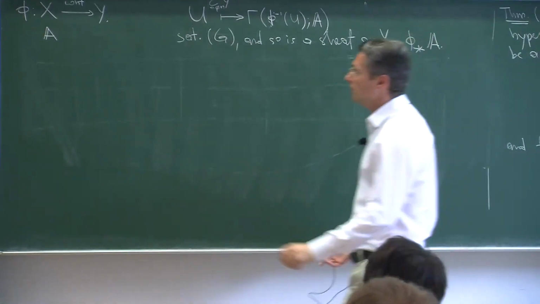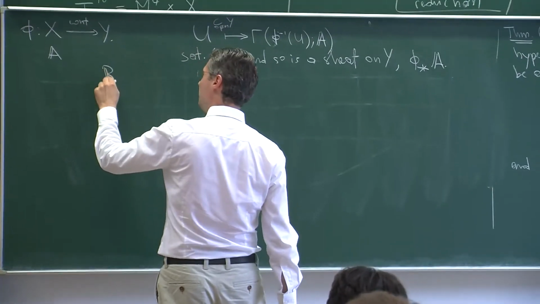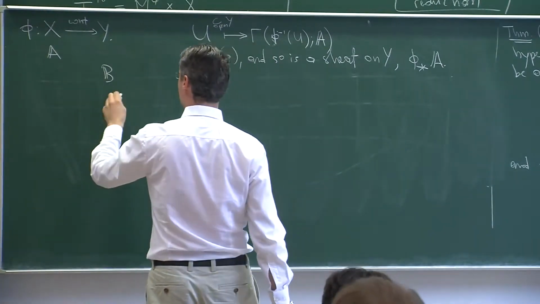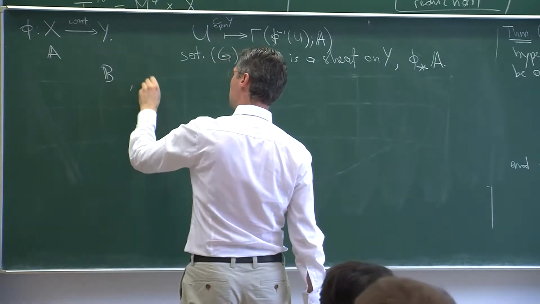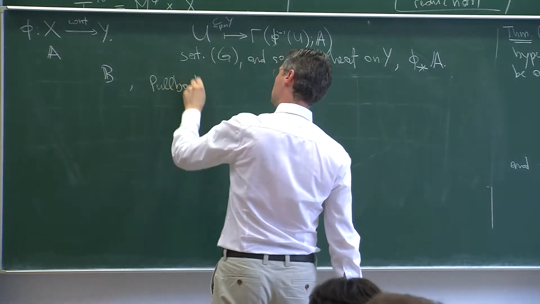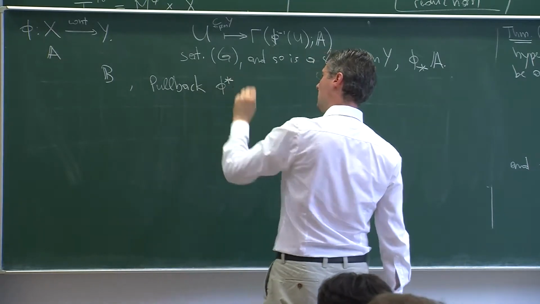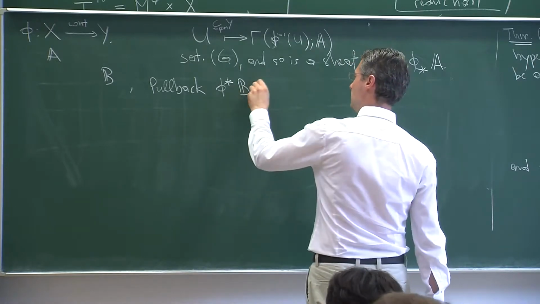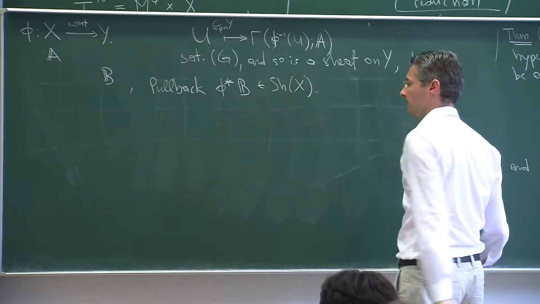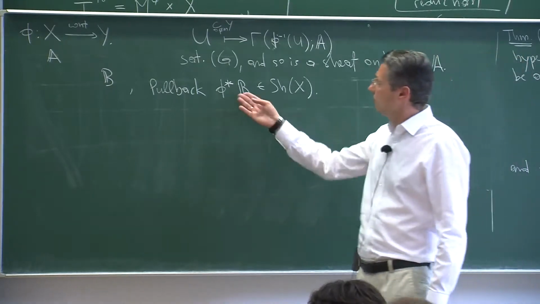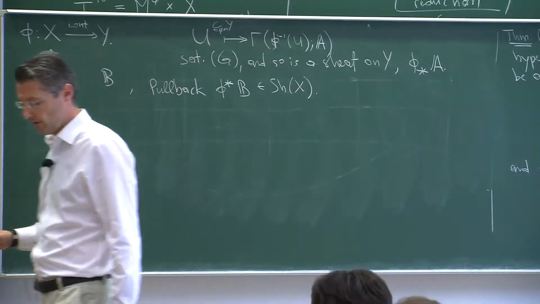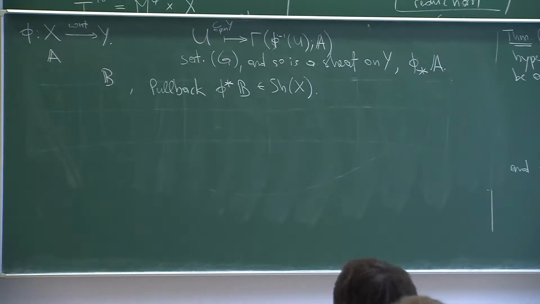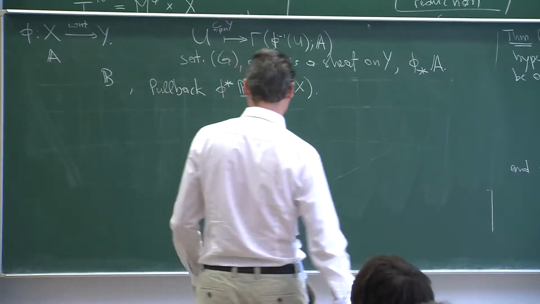Now similarly, if you start with a sheaf B on Y, then you can pull it back. You can form a pullback, phi upper star of B. And this is a sheaf on X. And I don't have to write down how this goes, because you do exactly the same things as you do, for example, when you pull back vector bundles. Everybody knows how to pull back vector bundles. You write down exactly the same things. You get the pullback of a sheaf. Right? Okay, very good.